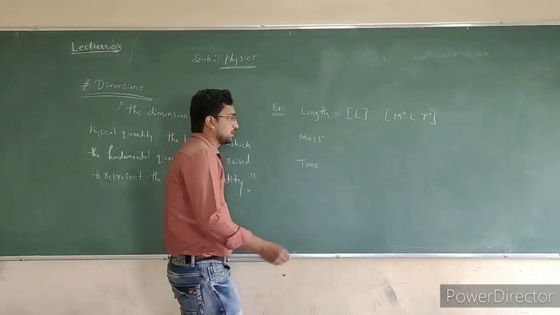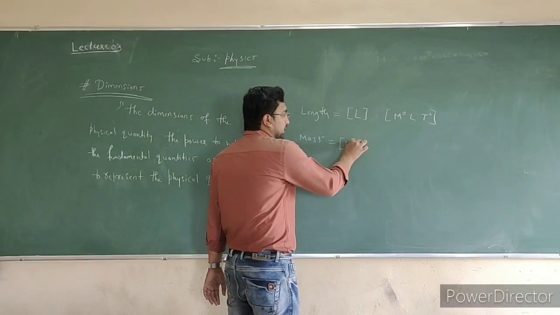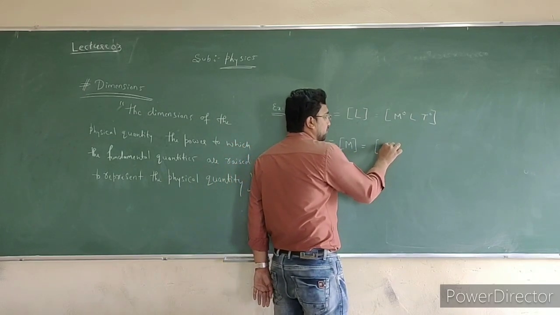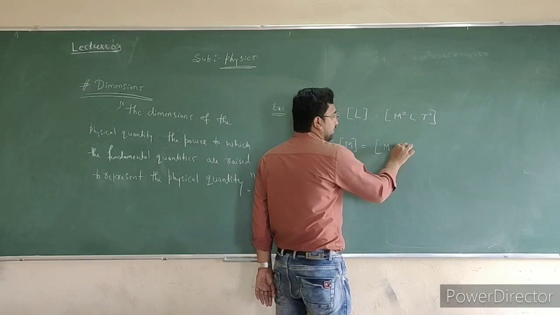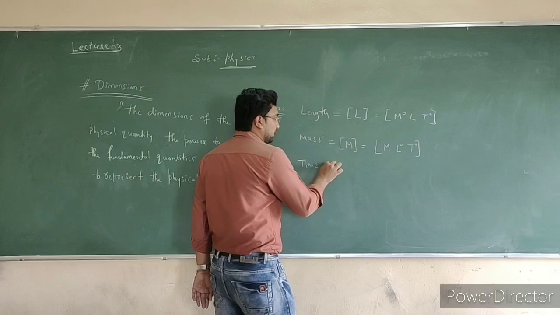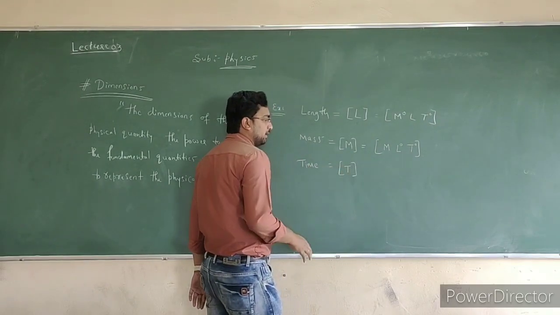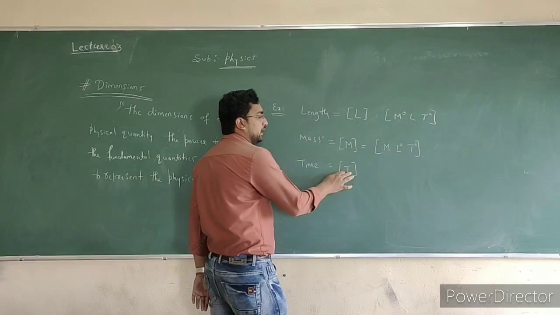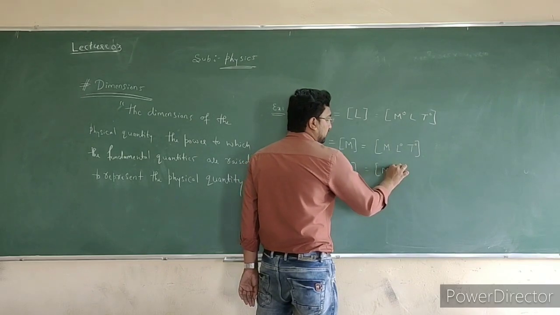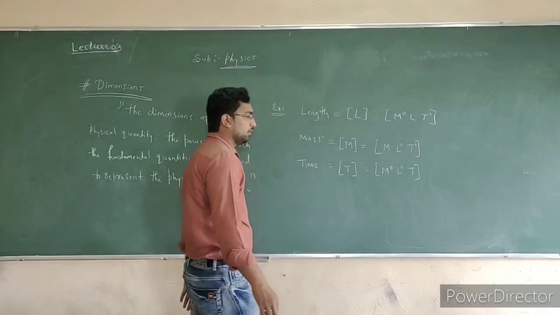Next one is mass. The dimension formula for mass is capital M, or M to the power 1, L to the power 0, T to the power 0. The next one is time. It is denoted by capital T. The dimension formula for time is T, or M to the power 0, L to the power 0, and T.